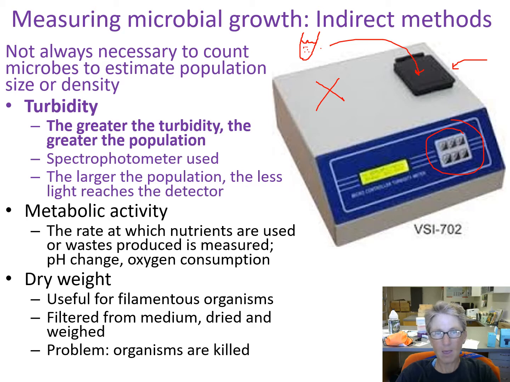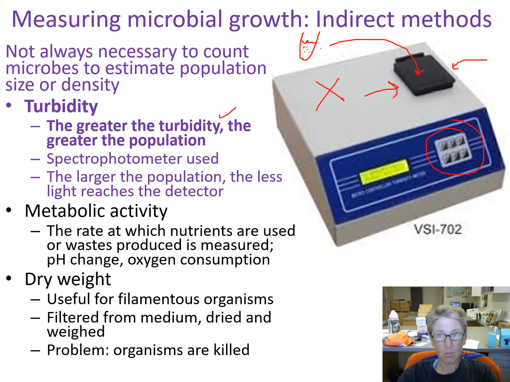So you don't always have to count your microbes one by one to estimate the population size or density. You just look at the turbidity. So the higher the turbidity, the greater the population of microbes. What you have in here is a light that shines through your sample, and the larger the population of microbes in that culture tube, the less light will go through the population of microbes and come out on the other side, and you can indirectly measure the number of microbes that way.